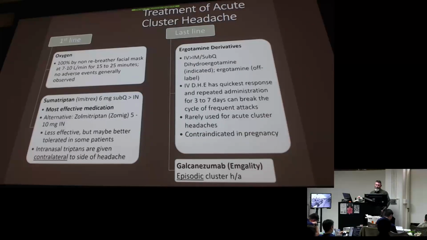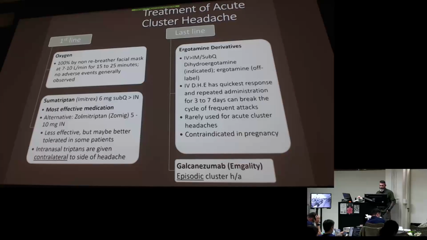The ergotamine derivatives, right? As I mentioned, that's really the only indication. Besides those status migrainous patients, we can use the ergotamines in cluster. And that's what's in that box under last line. So it's not our first go-to. But often you'll see this, once again, like status migrainous, the IV DHE, because remember it has less ergotism than the ergotamines used for cluster headaches.